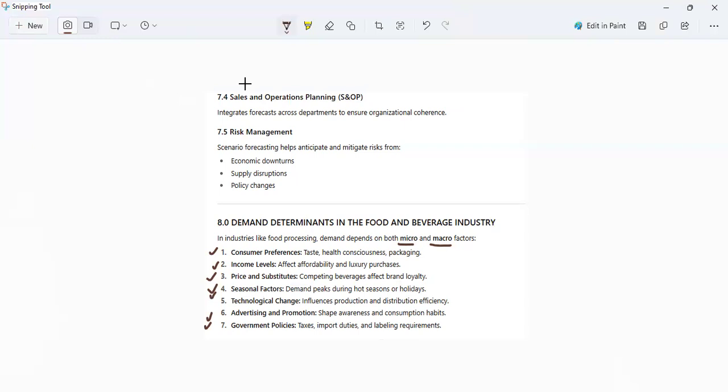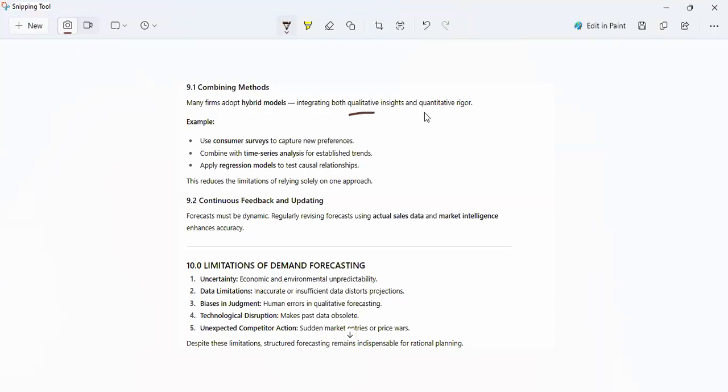So hybrid is a method where we integrate both quantitative and qualitative methods to have a more rigorous and effective approach. An example is when you use consumer surveys to capture new preferences, combine them with time series for established trends, and apply some regression to test causality. This will reduce the limitations that are there in each. And also continuous feedback: your forecast must be dynamic, regularly revised using actual data, and market intelligence will enhance accuracy.